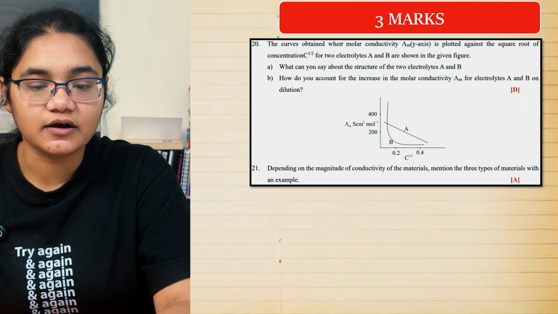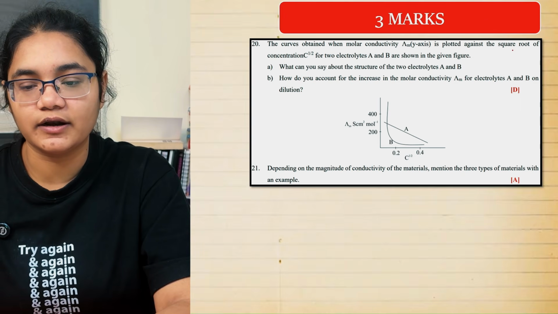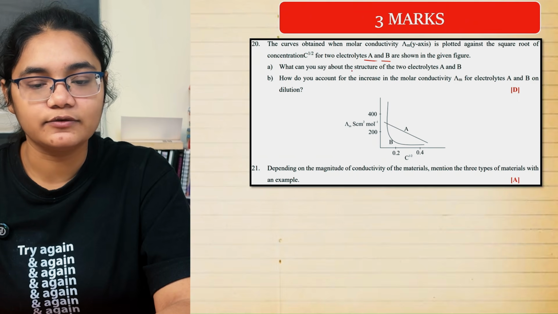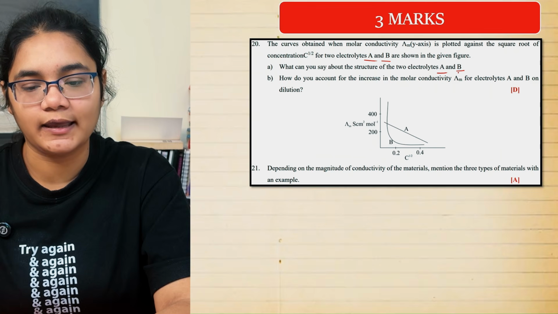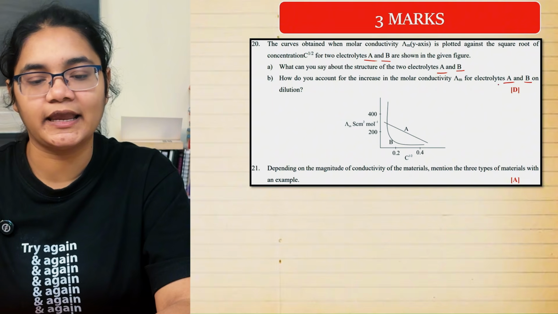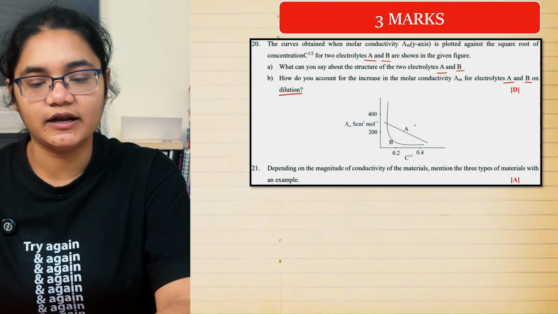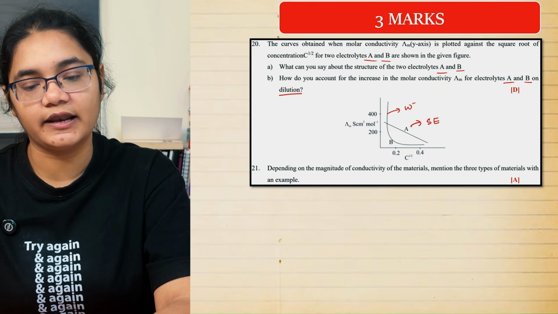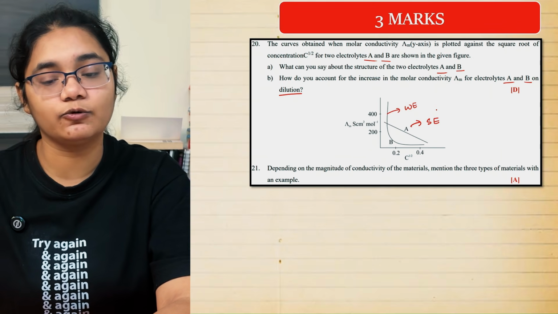Next, the 20th question. The curves obtained when molar conductivity is plotted against the square root of concentration for two electrolytes A and B are shown. What can you say about the structure of the two electrolytes A and B? How do you account for the increase in the molar conductivity of electrolytes A and B on dilution? Definitely A is a strong electrolyte and B is a weak electrolyte. How will you account for the increase in molar conductivity?